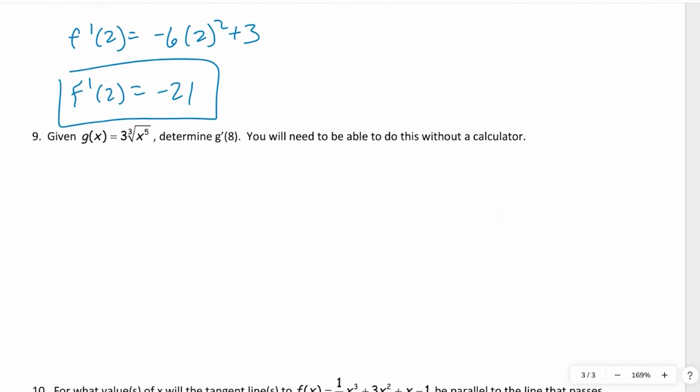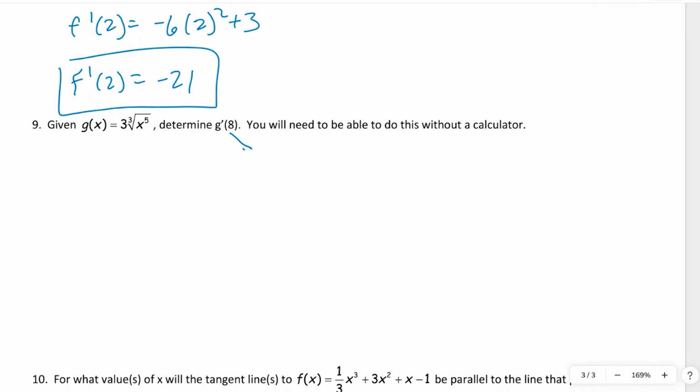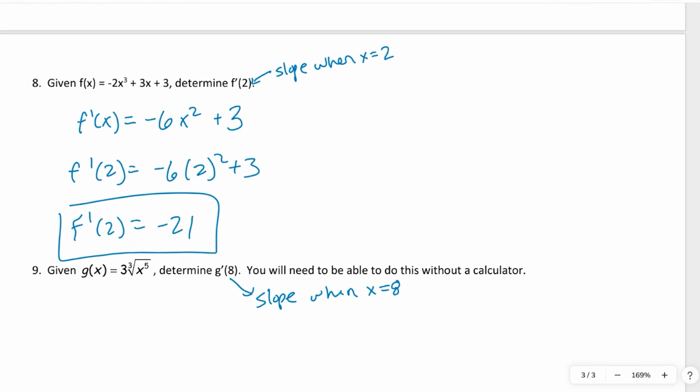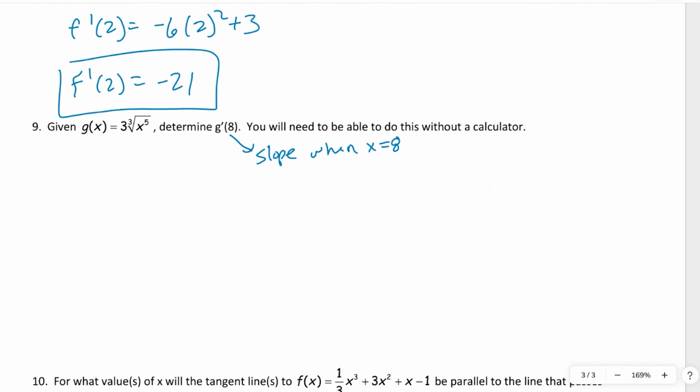Number 9, we want to find the slope when x is 8. So we're going to basically solve it the same way we did the previous problem. So g prime, well actually let's rewrite g first. So g is going to be 3 times x to the 5/3. G prime then would be 5/3 times 3 is 5. And then 5/3 minus 1 is going to be 5 minus 3 is 2/3.